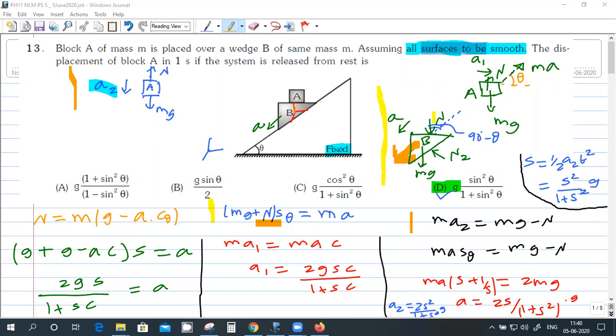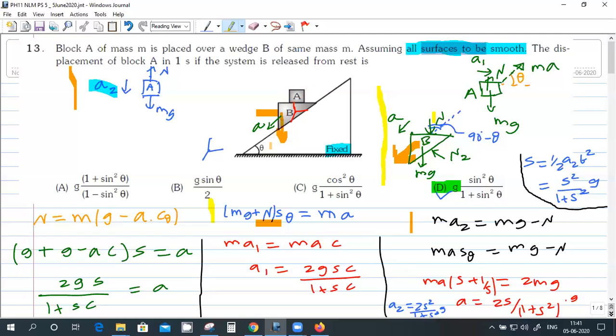Okay, so the vertical acceleration of B should match with the vertical acceleration of A. B is accelerating along the plane downwards, so this acceleration will have two components. One is the horizontal component, the other one is the vertical component, right? This vertical component of this acceleration is the acceleration of B vertically downwards. So that acceleration should match with the acceleration of A because the contact between A and B is not lost.